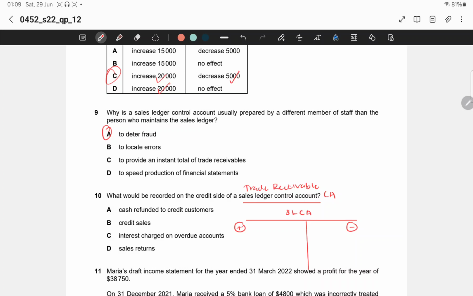Cash refund to credit customer: when you refund a credit customer, you credit bank and debit the sales ledger control account, so this one is on the debit. Credit sales will increase customer debt, increasing the sales ledger control account, so it will be on the debit. Interest charged on an overdue account also increases the debt, so this also should be debit. And sales return, yes, this one reduces the sales ledger control account, so this one is credit. So the answer is D.